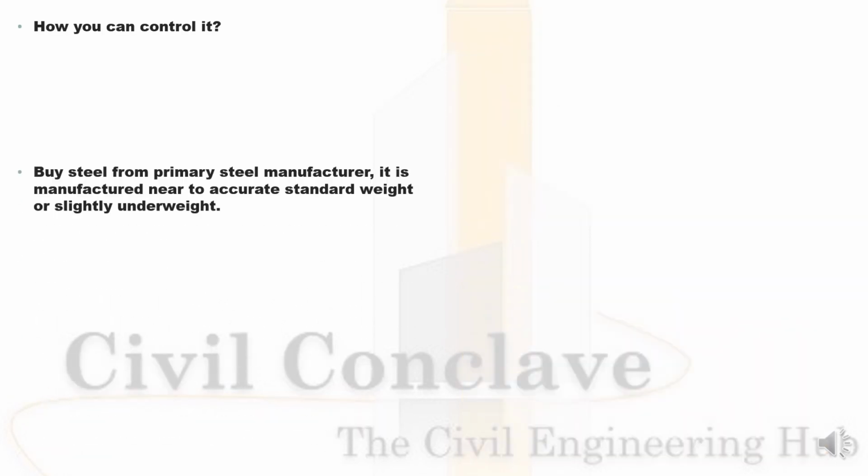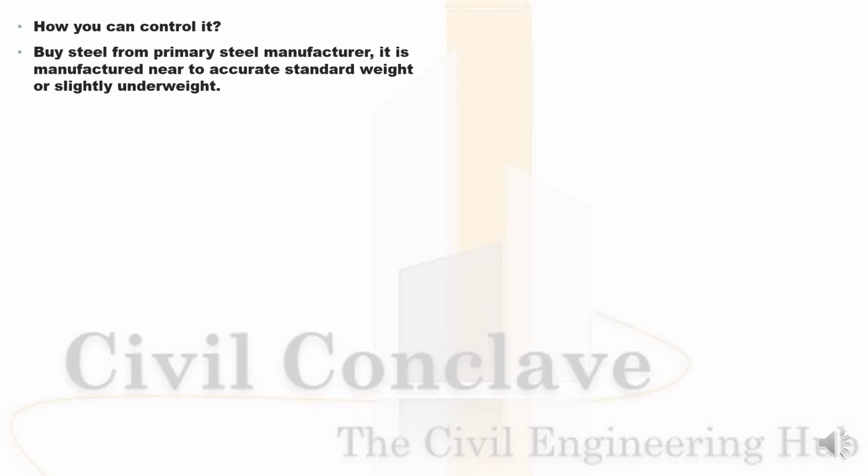How can you control it? Buy steel from a primary steel manufacturer. It is manufactured near to accurate standard weight or slightly underweight.